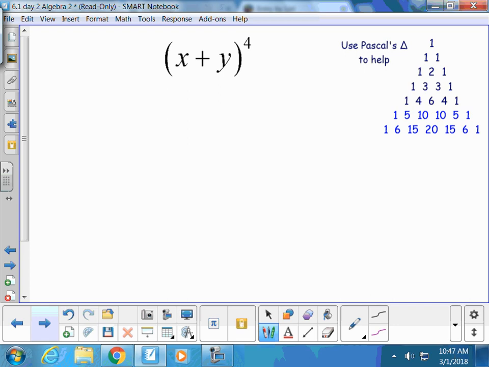All right, we're just going to do one that's one more layer down. This time we're using our 4th layer. So our numbers are 1, 4, 6, 4, and 1. It's like your starting point. That's your base, your coefficients.